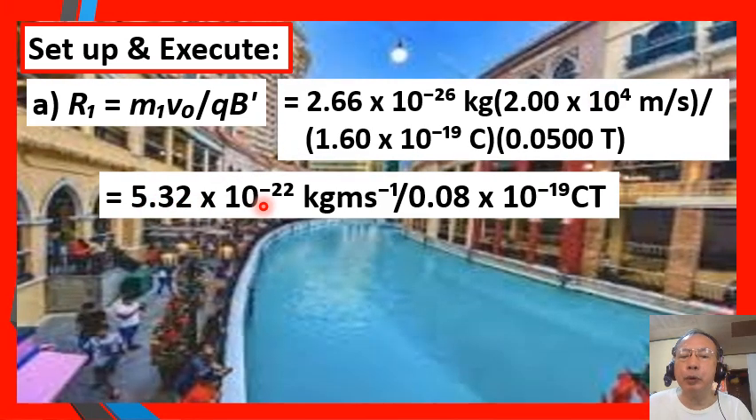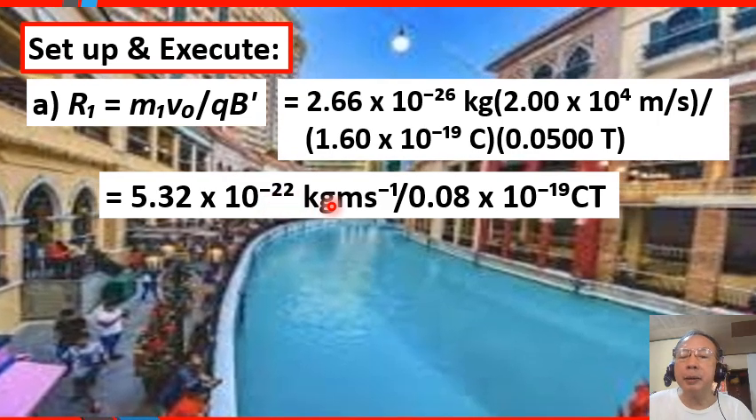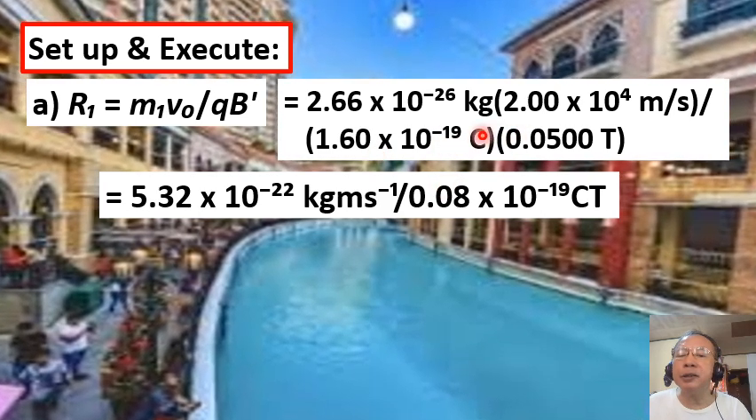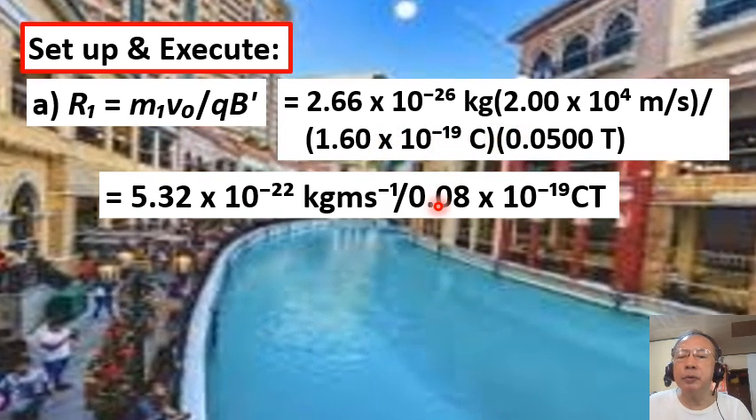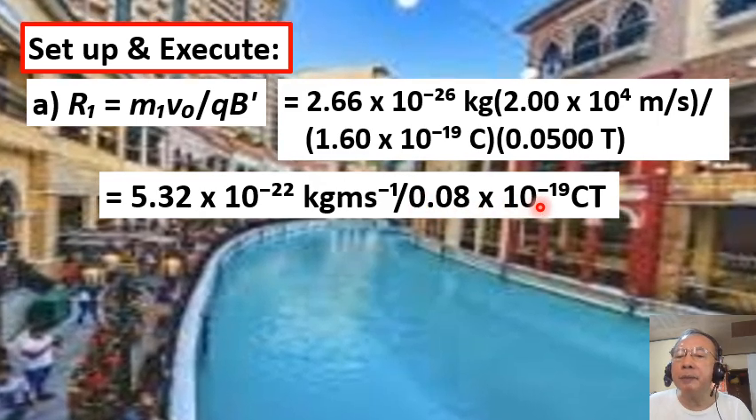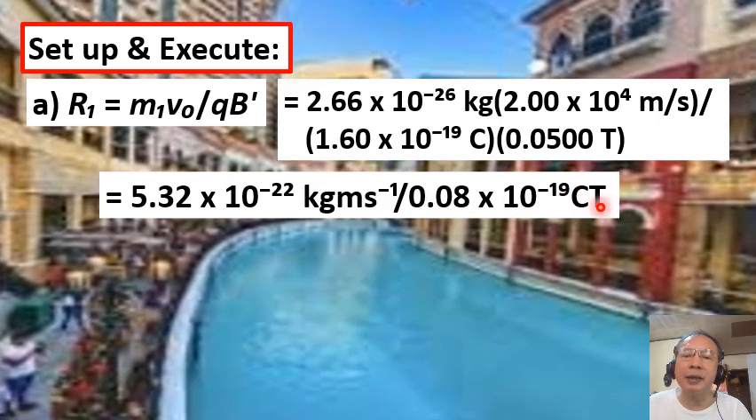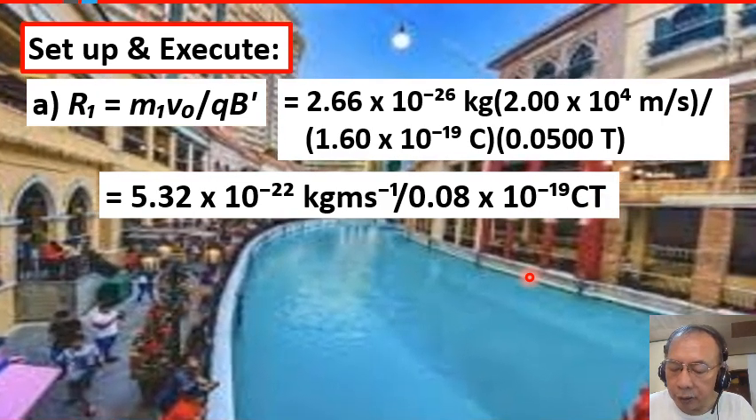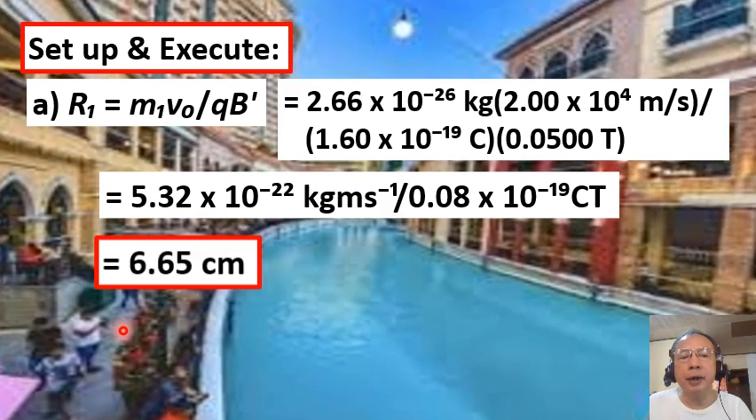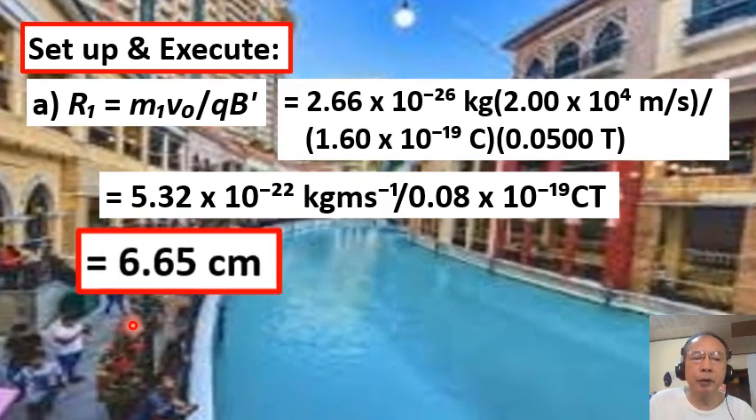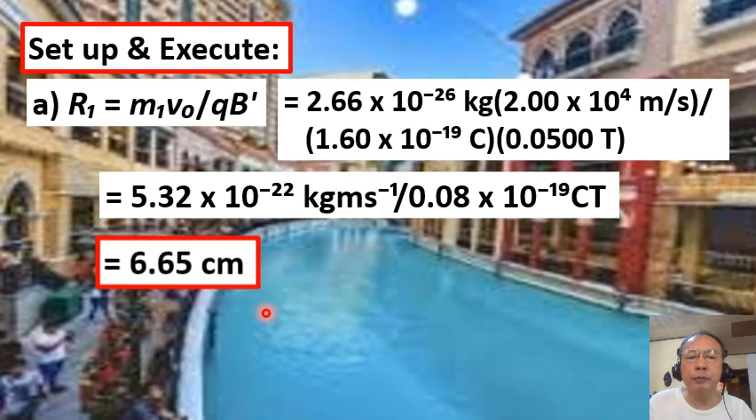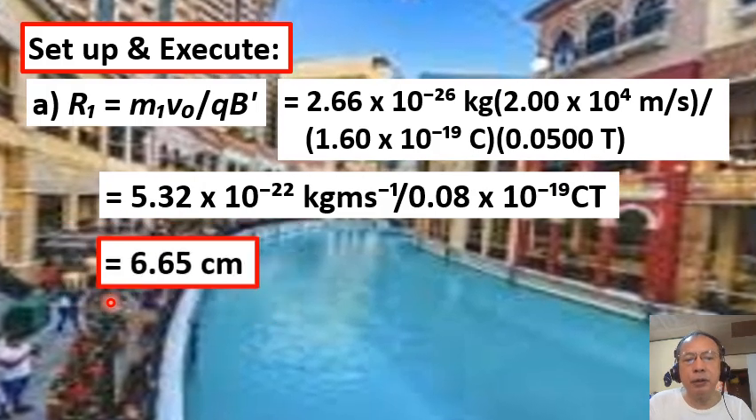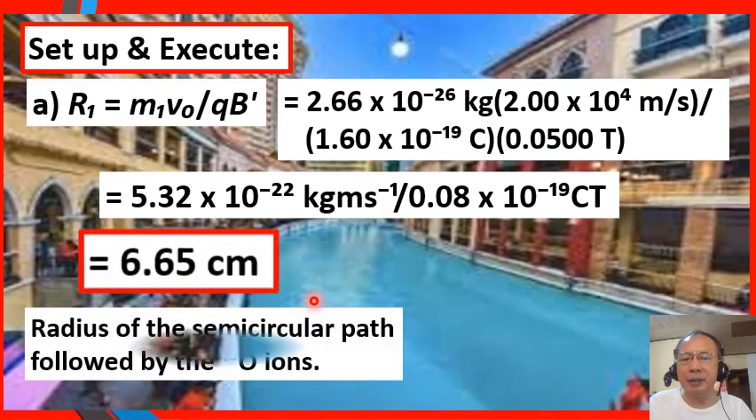So when we simplify, the product of the quantities in the numerator will be 5.32 raised to the negative 22 kilogram meter per second. And then the result of multiplying the quantities in the denominator will be 0.08 raised to the negative 19 Coulomb Tesla. So when you do the math, we get the value of R sub 1, or the radius of the semicircular path followed by the isotope oxygen-16 ion, equal to 6.65 centimeters.